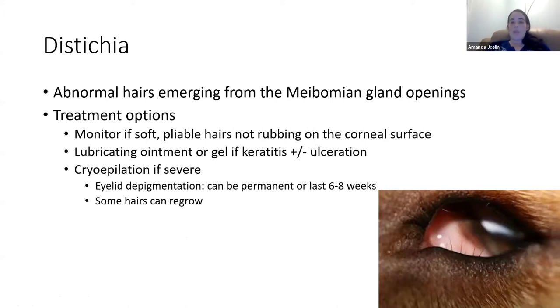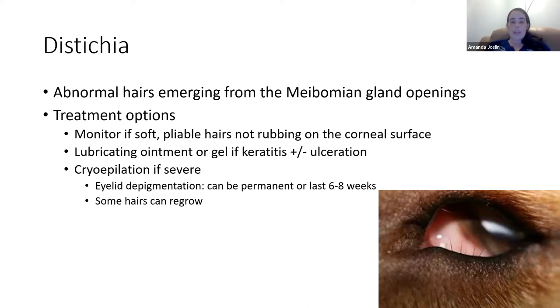So when we talk about abnormal eyelid hairs, we have three types. We have distichia, which are these abnormal hairs emerging from the meibomian gland opening. We have trichiasis, and that's what you get with the entropion when the hairs on the skin end up rubbing on the eye. And then you can also have ectopic cilia.